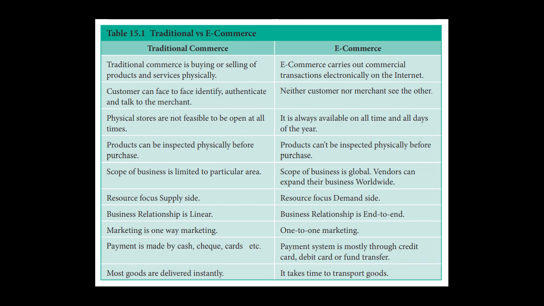And the next one is that scope of business is limited to a particular area. Here in e-commerce, scope of business is global. Vendors can expand their business worldwide. In traditional commerce, scope of business is limited to a particular area, meaning if there is a shop or a store, only the people from a particular area will be able to come and purchase in that shop, right? If you have a shop in Tamil Nadu, no one will come to purchase from your shop from other countries, right? It is difficult.